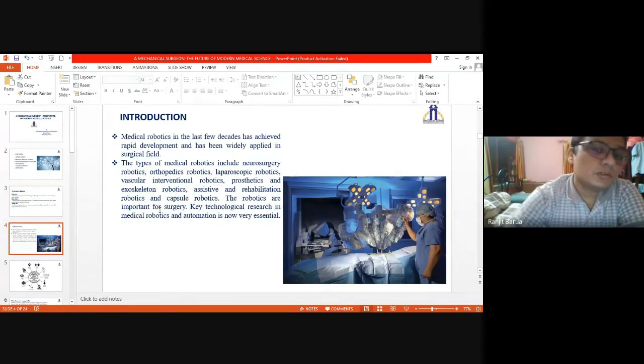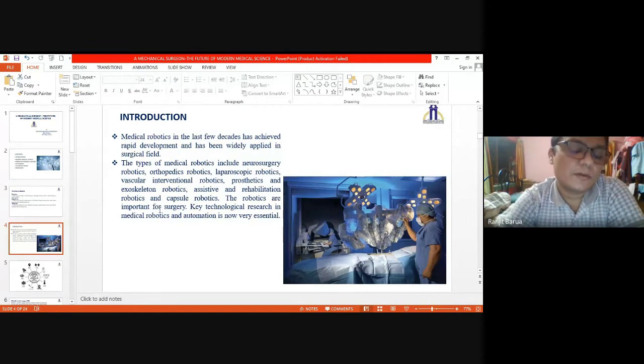Medical robots have grown rapidly in the last few decades. Globally, they are used in different kinds of surgical procedures like orthopedic surgery, neurosurgery, or PCNL, percutaneous nephrolithotomy, to remove kidney stones from the kidney, or some kinds of prosthetics or exoskeleton-based applications, trauma or rehabilitation, or capsule robots, which are very useful and effectively used nowadays in medical surgery cases.